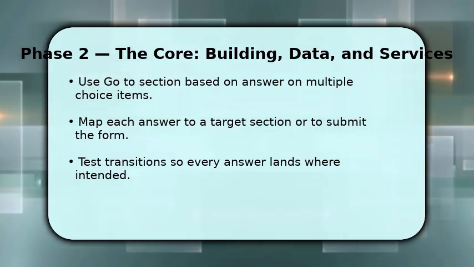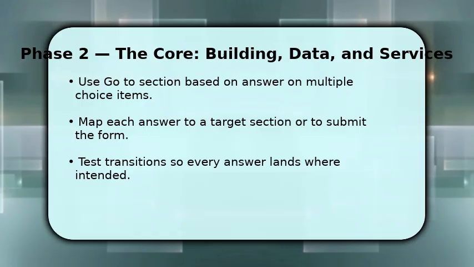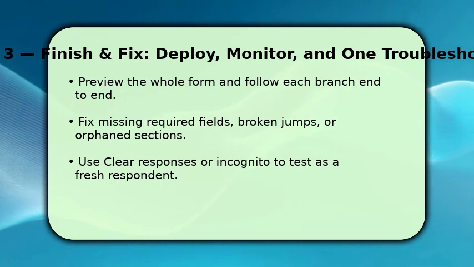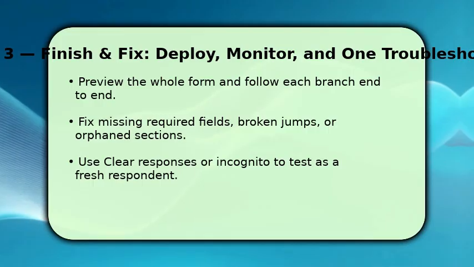Preview the form and step through each branch to confirm behavior. Finish by previewing the full experience and completing every branch as if you were a respondent. Check for orphan sections with no entry path and repair any broken jumps from answers to sections.